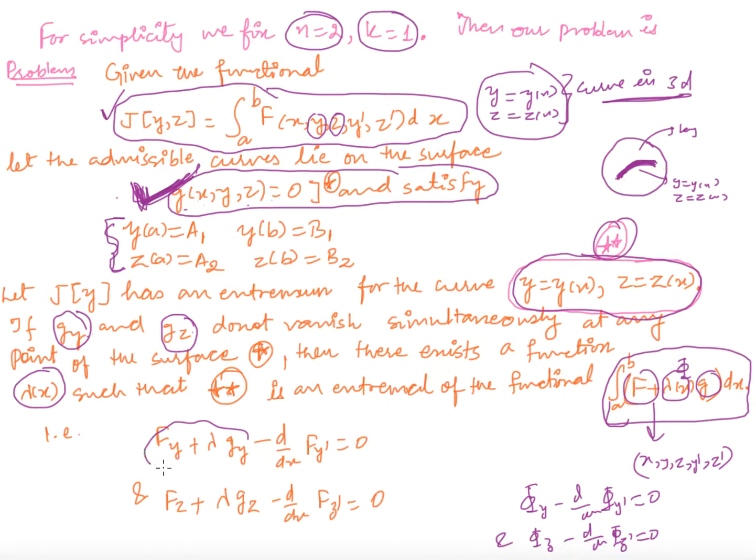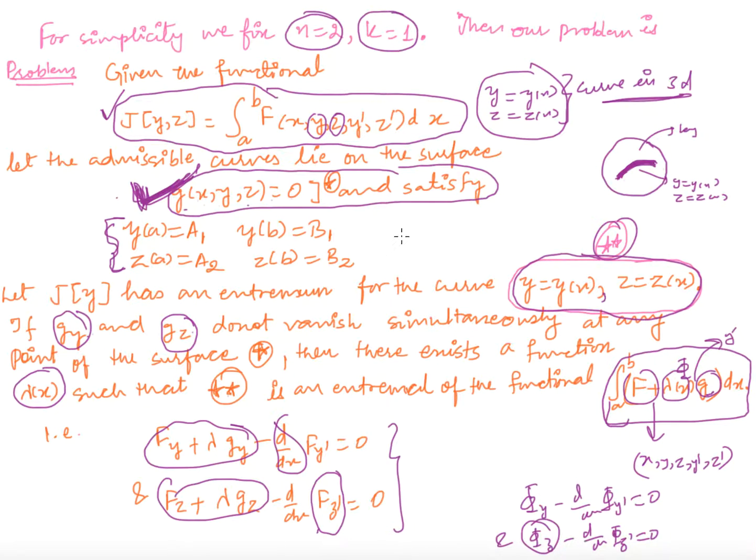This is this thing minus dy by dx of, there is no y dash in this. G is simple algebraic in x, y, z. So it will be simply fy dash, right? Similarly, phi z will be fz plus lambda gz minus dy by dx of, there is no z dash in this g, therefore it will be fz dash is equal to 0. So these are the two Euler equations. These are the Euler equations which the extremal of this functional will satisfy.